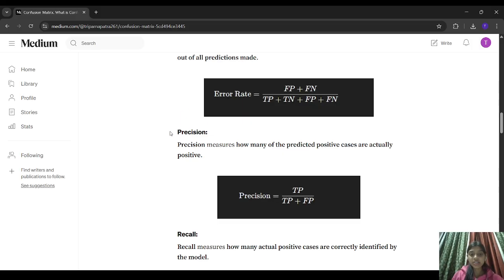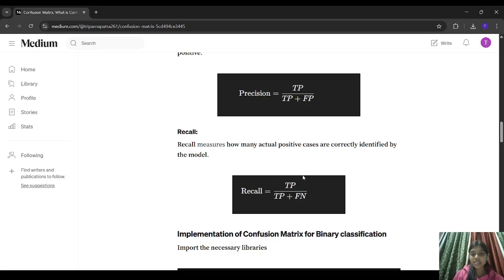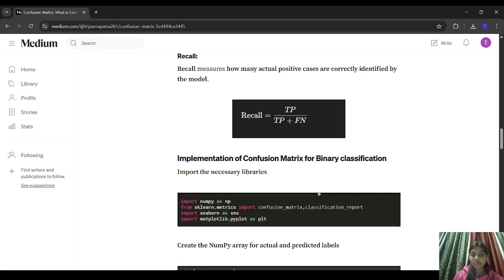Then comes precision. Precision measures how many of the predicted positive cases are actually positive. If we have predicted something positive, how many of those cases are actually positive. The formula for precision is TP divided by TP plus FP. Then comes recall. Recall measures how many actual positive cases are correctly identified by the model. The formula for recall is TP divided by TP plus FN.